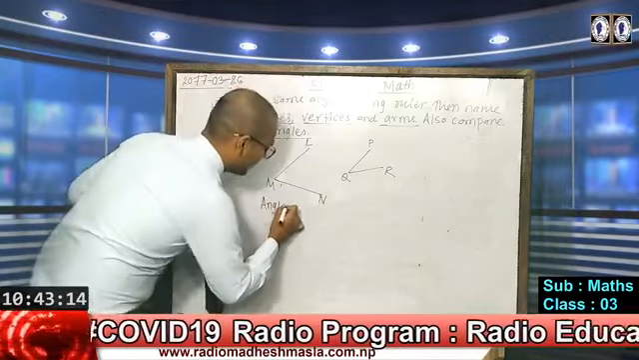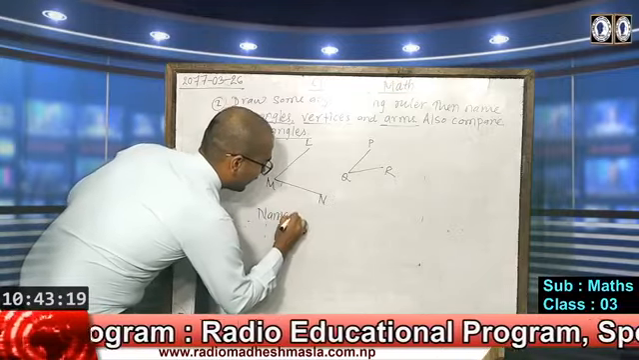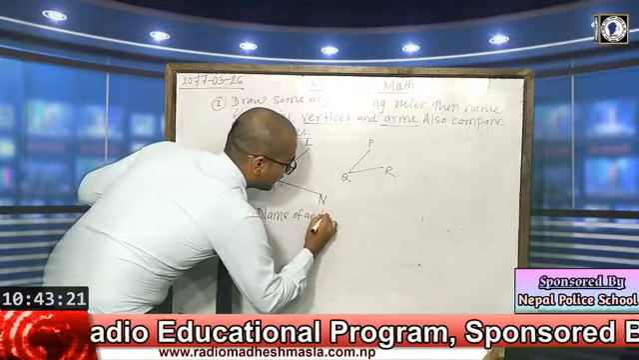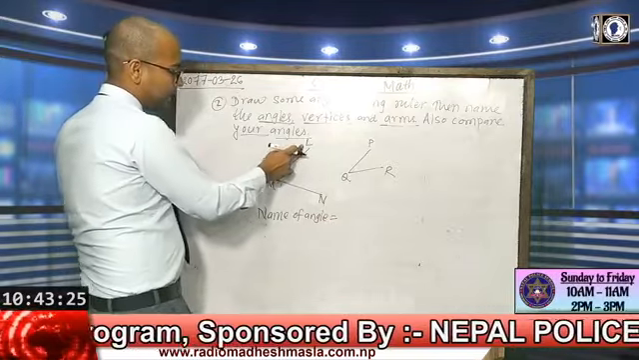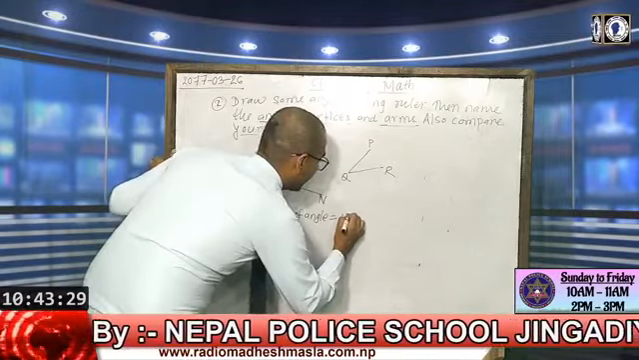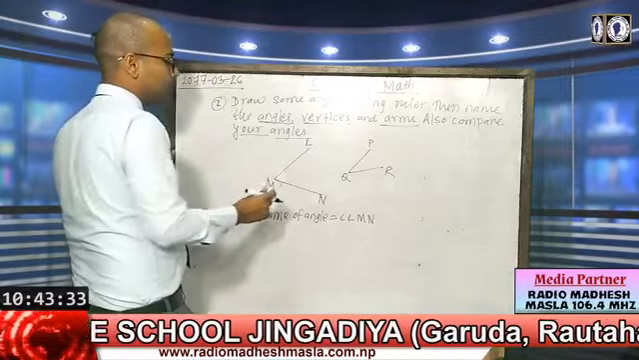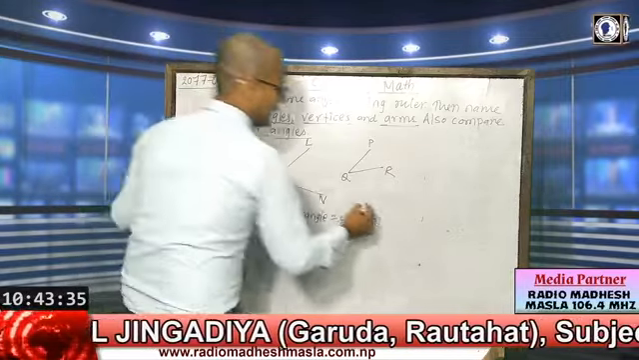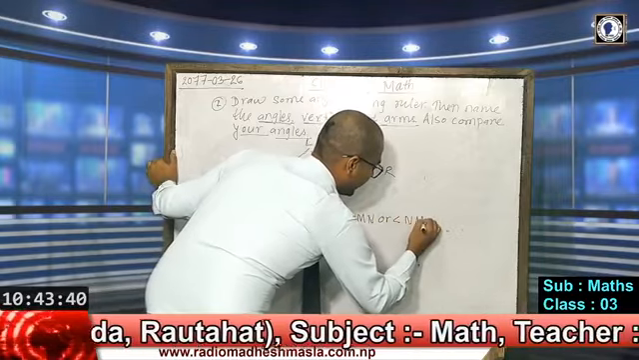Angle or name of angle. Suppose here is the name of an angle. While writing the name of angles, we write angle LMN, as we learned. So angle LMN. And then again we reverse the letters: angle NML.